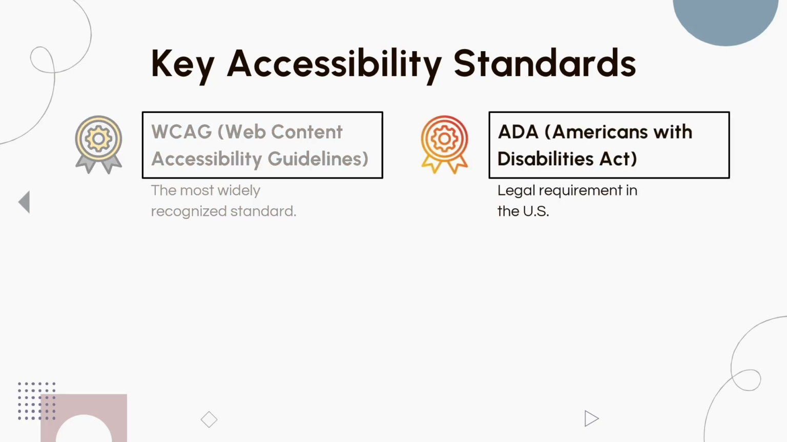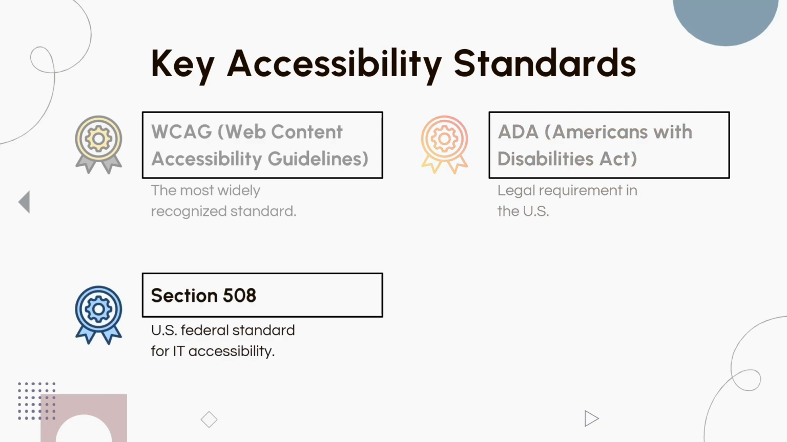One of the key accessibility regulations in the USA is ADA, the Americans with Disabilities Act, a legal requirement in the United States that mandates accessibility for individuals with disabilities. This landmark legislation prohibits discrimination against people with disabilities in various areas, including employment, public accommodations, and transportation.